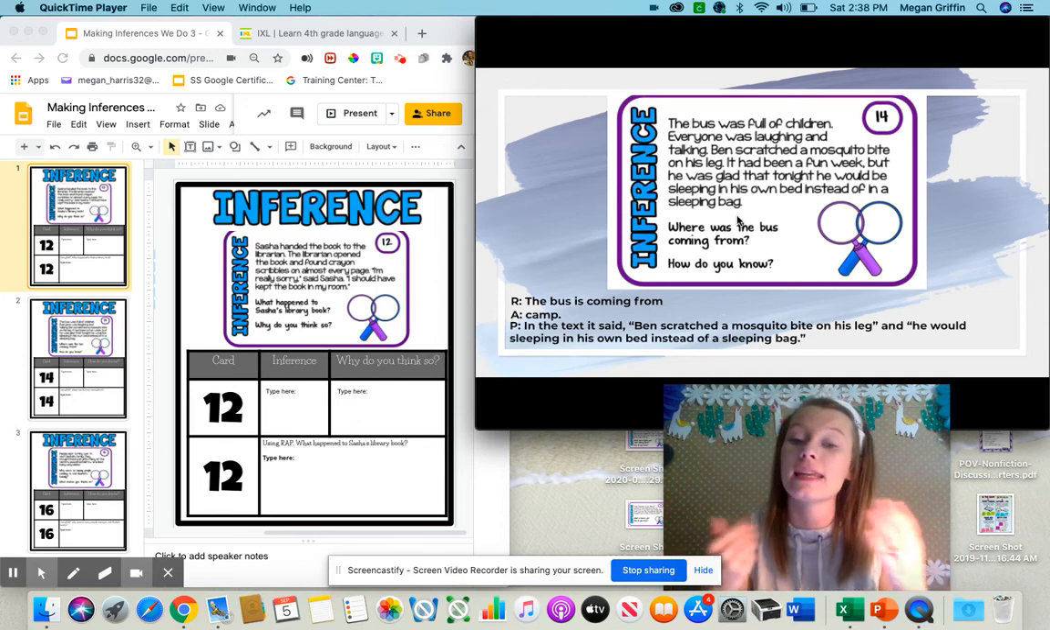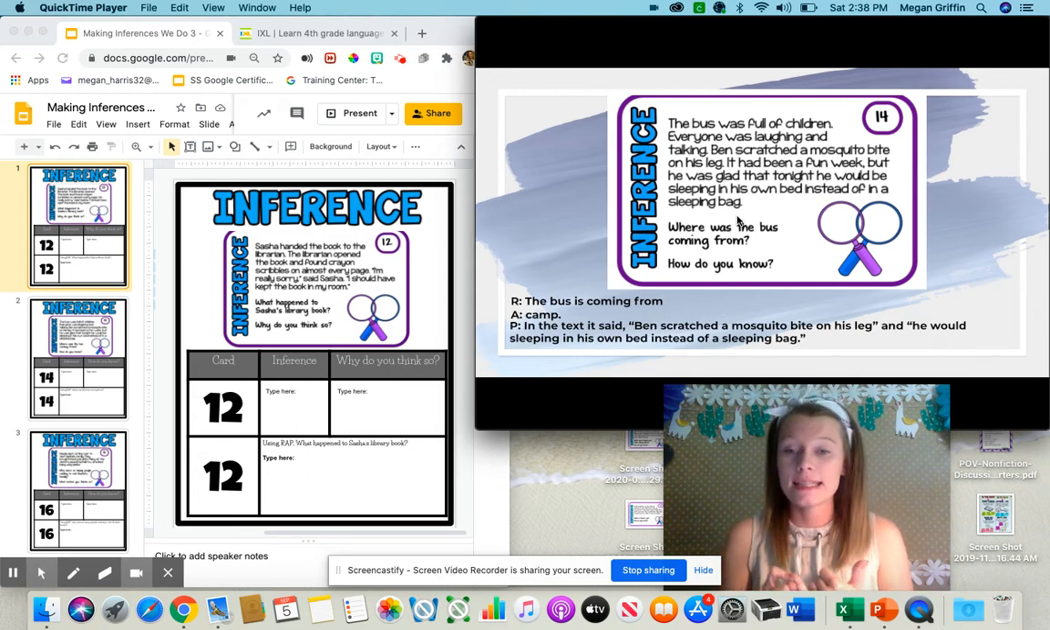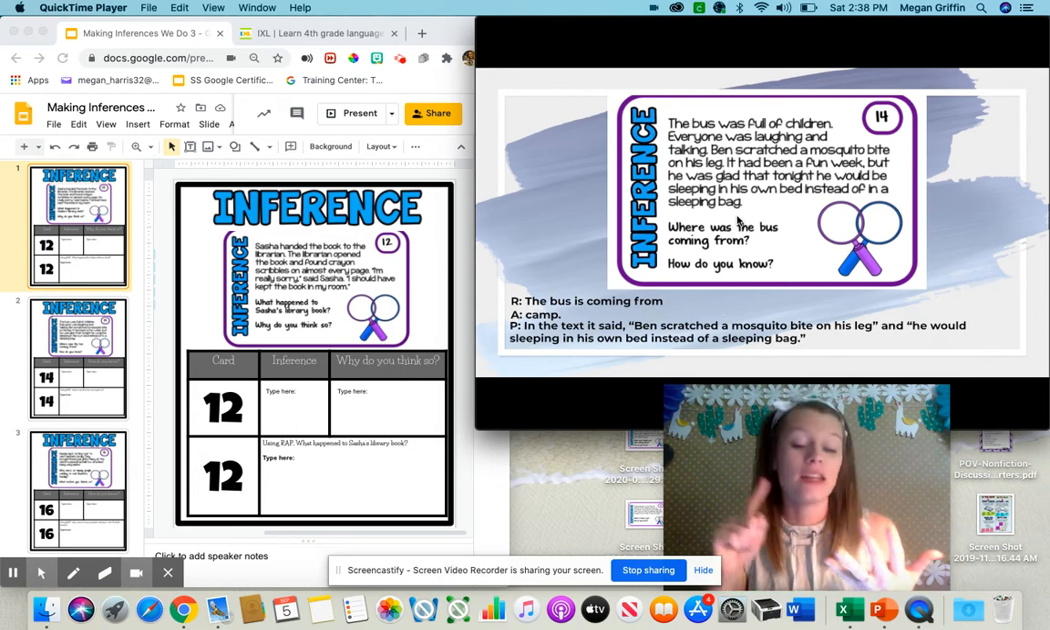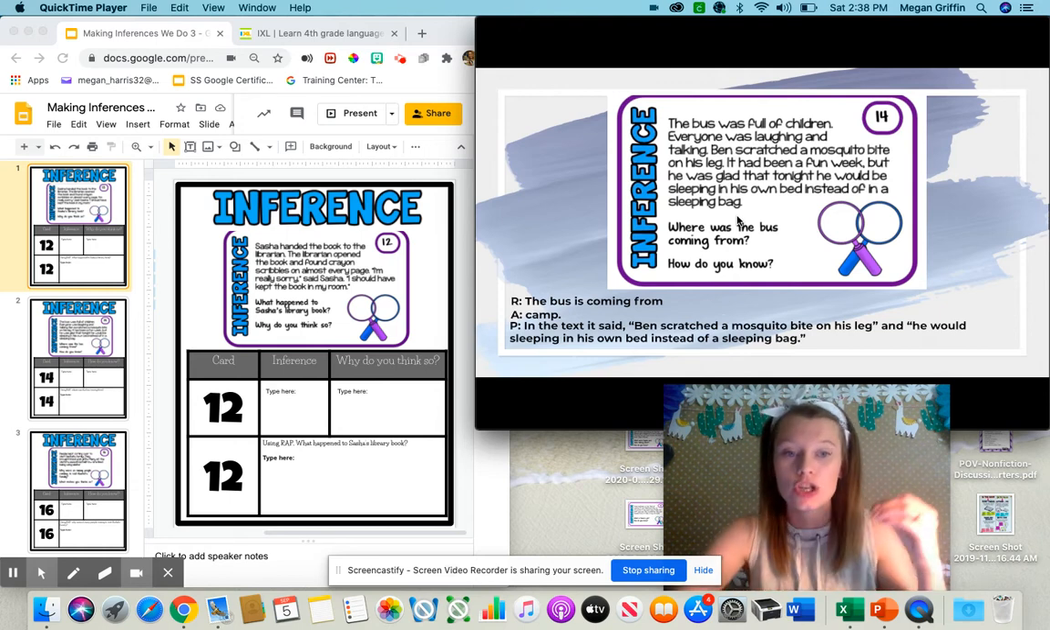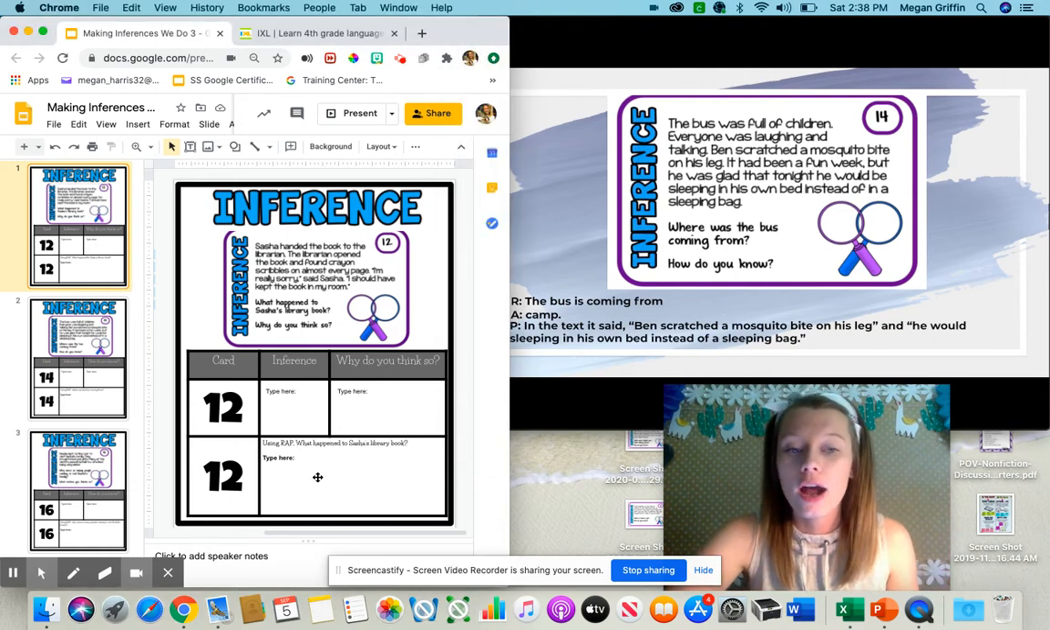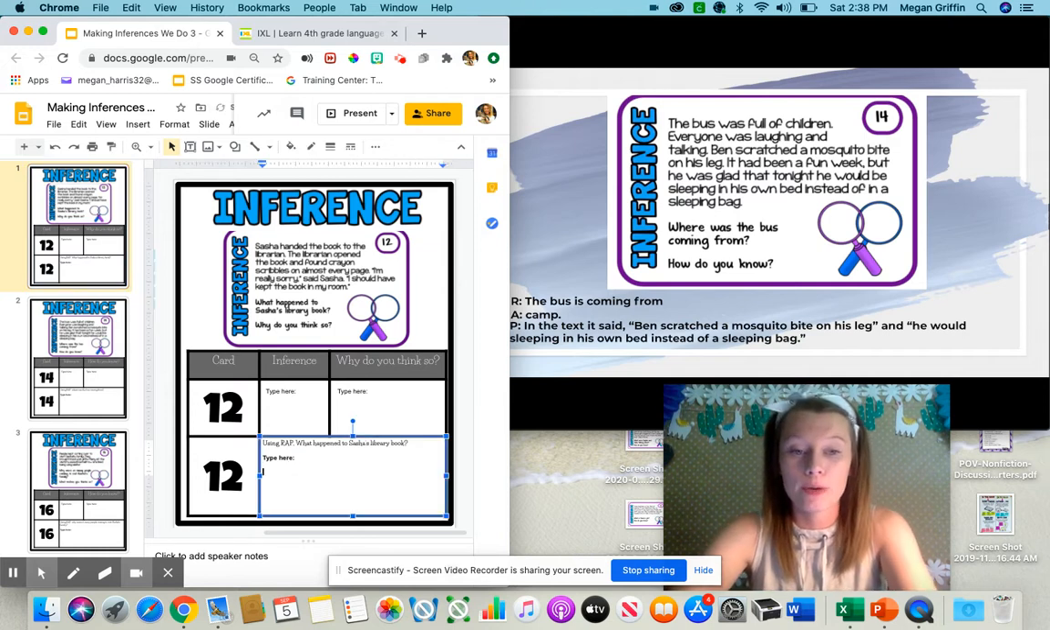And then my P standing for prove, I'm going to use my sentence stem, in the text it said, and then I'm going to pull word for word from the passage. So over here, kiddos, on your piece of paper, that's what you should have written. The bus, you don't have to capitalize bus. The bus is, and if you have it separated like I do, that's fine. The bus is coming from, we can do this right here, like this, camp.